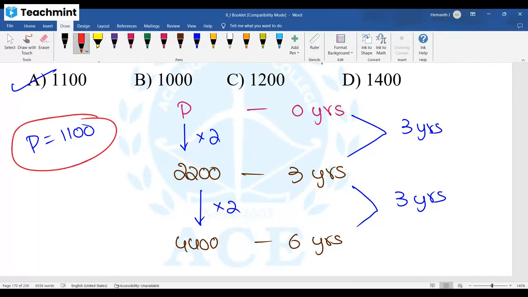The question is regarding principal. P must be 1100. Then only doubling will become 2,200.